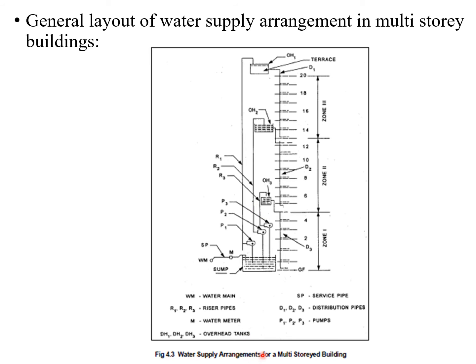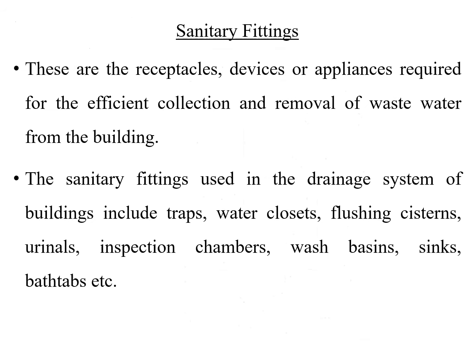Next, P1, P2, P3 are the pumps, which are meant for suction from the sump, and OH1, OH2, OH3 are the overhead water tanks that have been provided. This is the general layout of a water supply arrangement in the case of multi-story buildings.